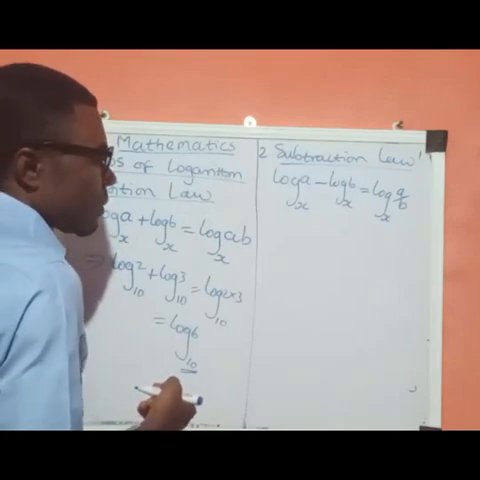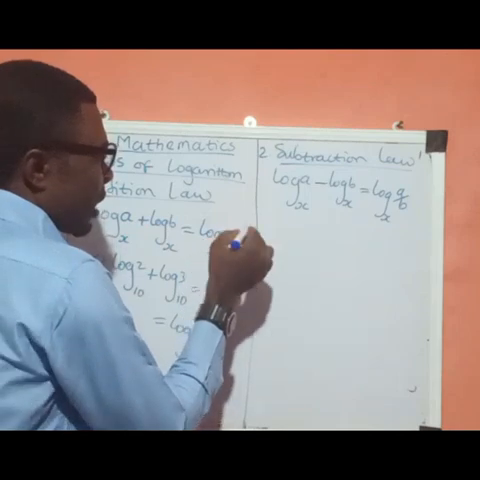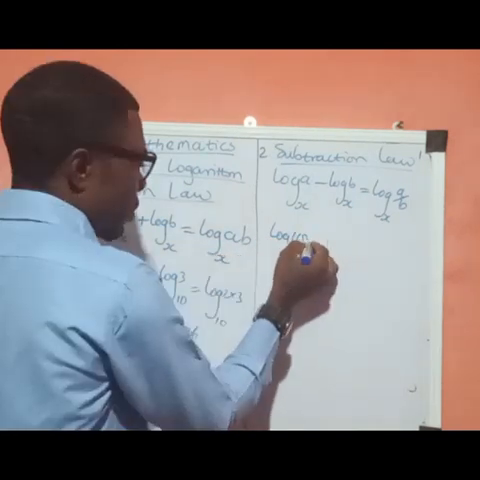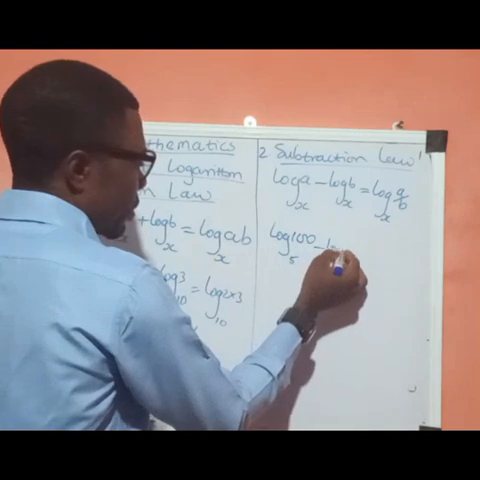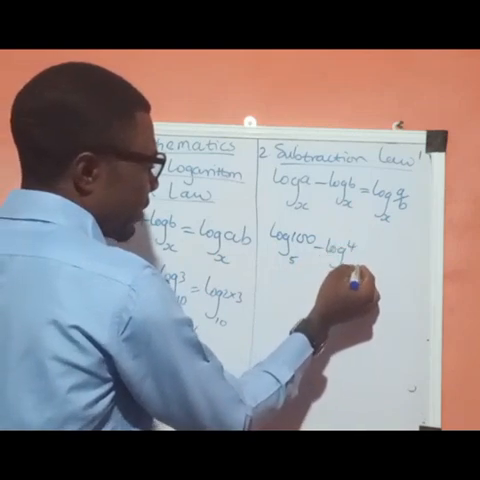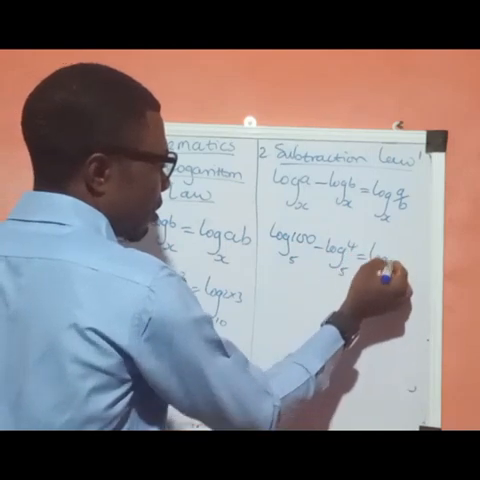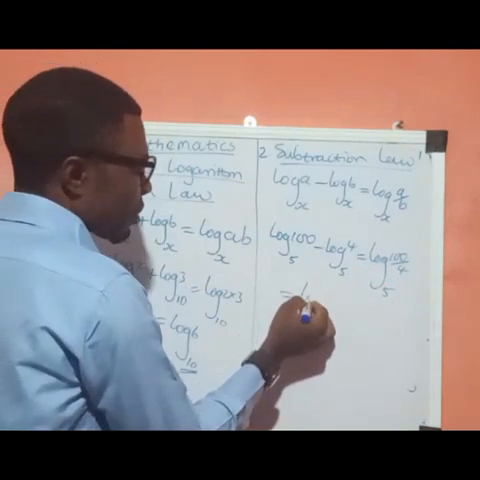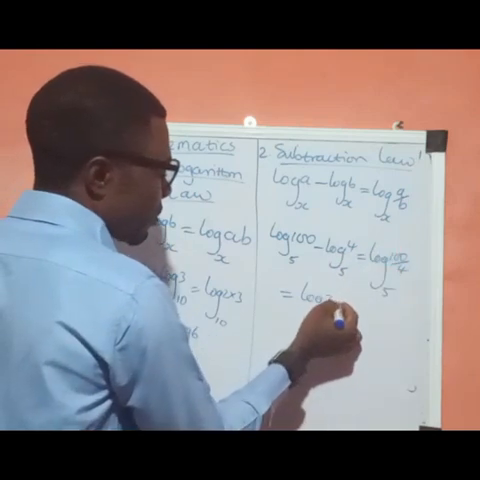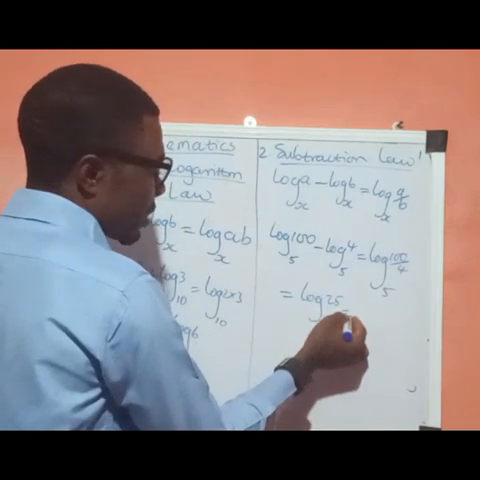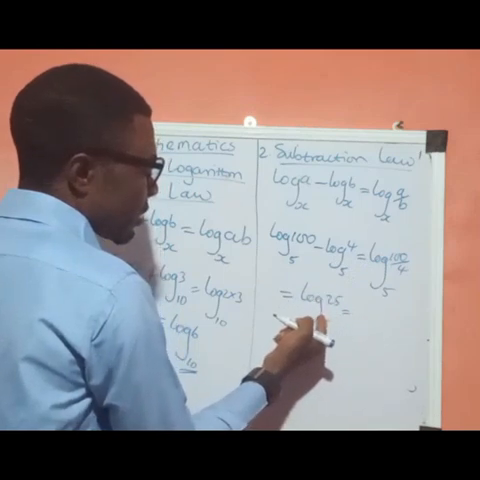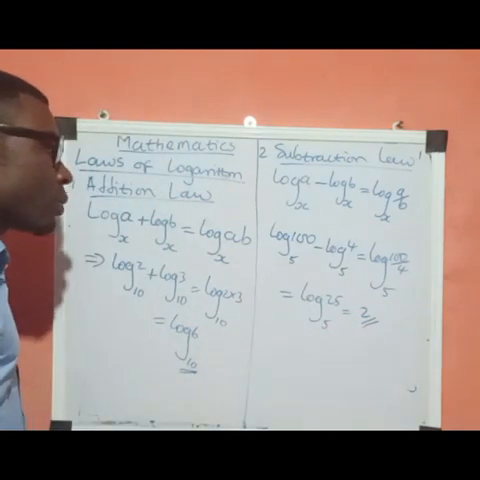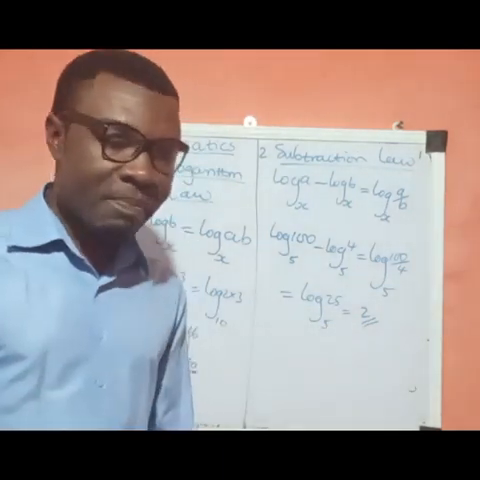That means that if you have, say, log 100 base 5 minus log 4 base 5, it is simply the same as log 100 divided by 4 base 5. And that is going to give us log 25 base 5. And of course, we know that log 25 base 5 is that if we raise 5 to the power of 2, we get 25. So log 25 base 5 is simply 2. That is the subtraction law of logarithm.